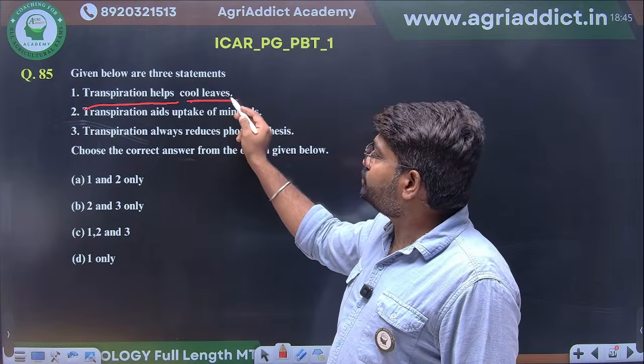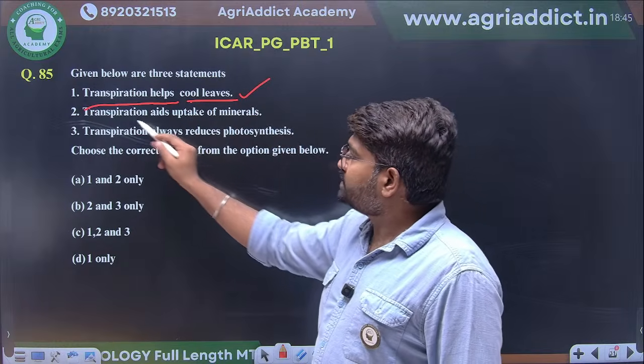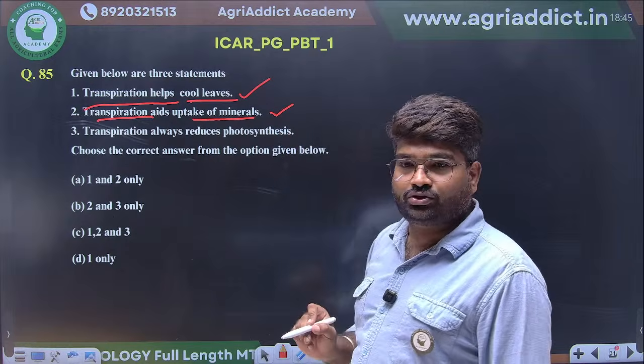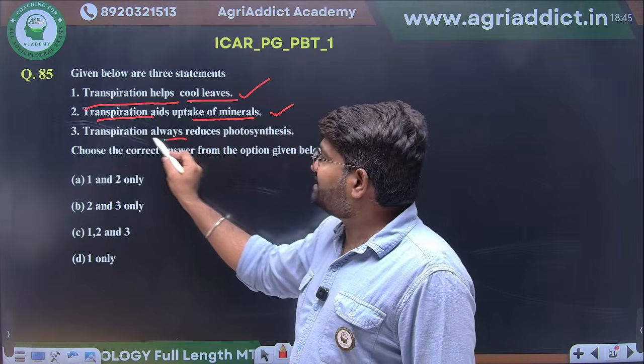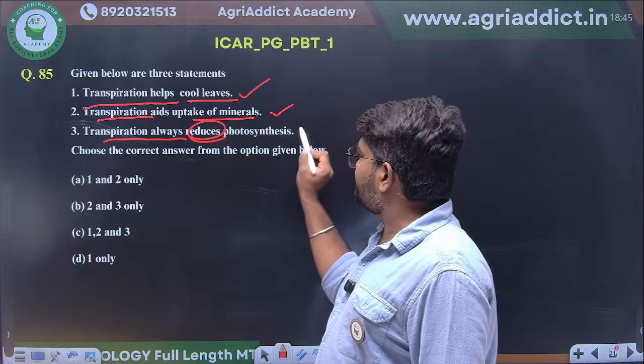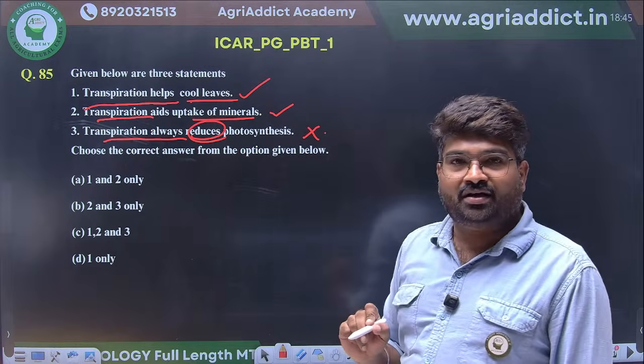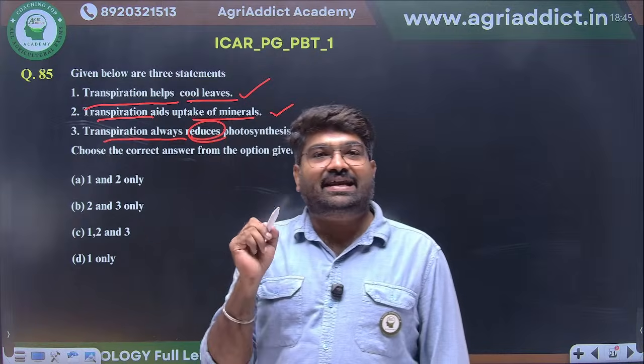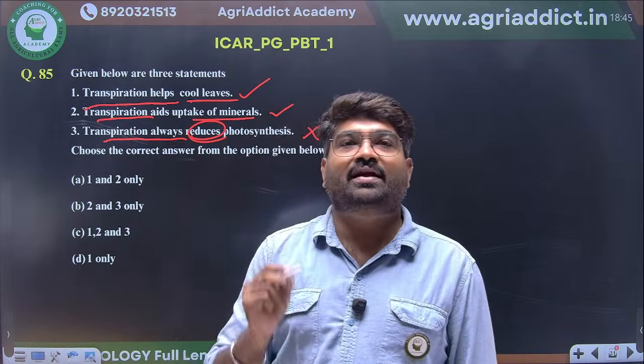Transpiration helps cool the leaf. This is true. Transpiration aids uptake of minerals. This is also true. Transpiration always reduces photosynthesis. This is wrong because we know transpiration is a necessary event that happens in the leaf.